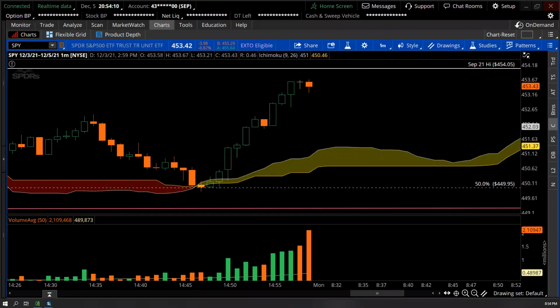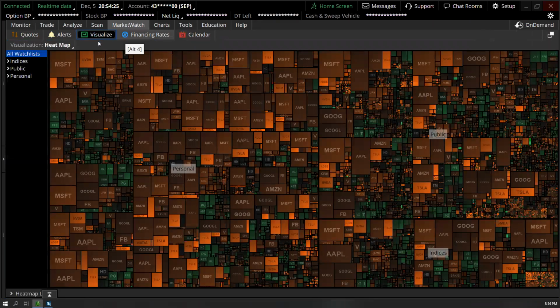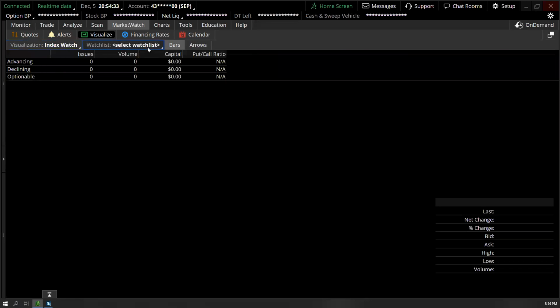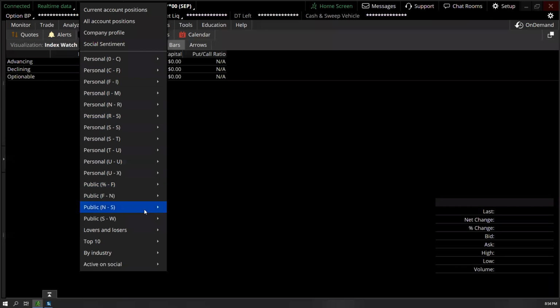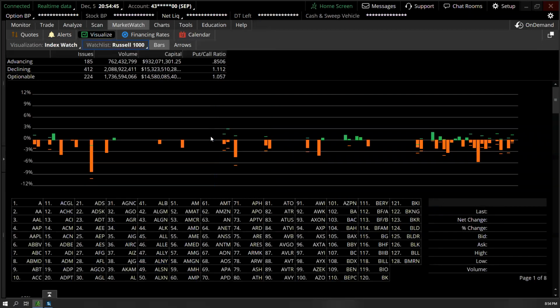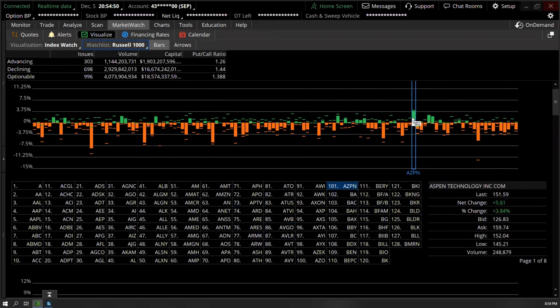Yeah, you can go and look at any of these ETF explorers, like Yahoo Finance does it. Even Thinkorswim, when you go to Market Watch, and probably Visualize, I think, and the indices, Russell, you can go to an index watch, select public Russell indices. So you'll see a list of stocks there, and what is moving higher, what is moving down.